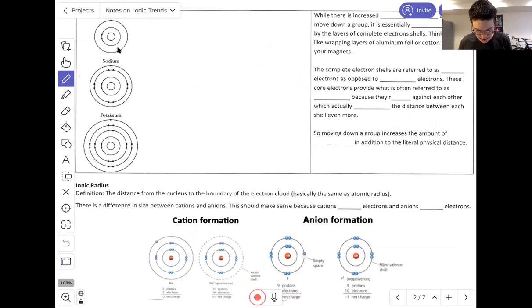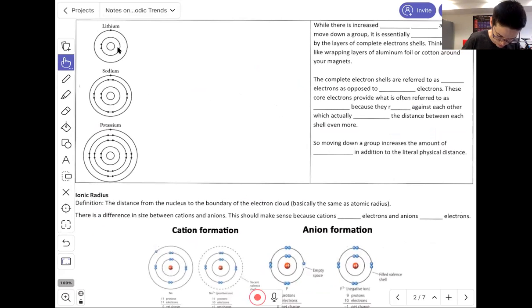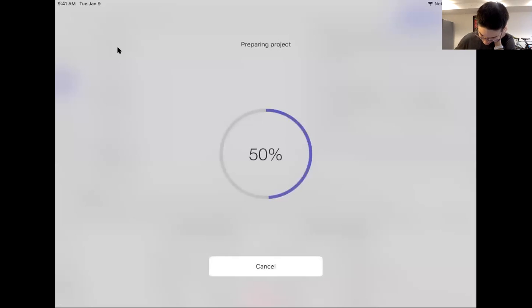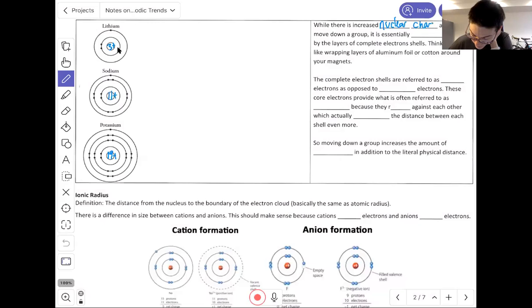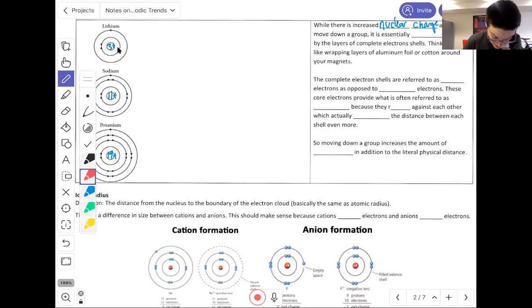And if we look at this, this is a similar picture to what we were looking at last week, right? We've got lithium, sodium, and potassium. So when we move down a group, lithium has a 3+ charge, sodium has an 11+, because that's how many protons, and potassium has a 19. Okay, so there is increased nuclear charge going down the group. But that increased nuclear charge ends up getting canceled out by these circles.